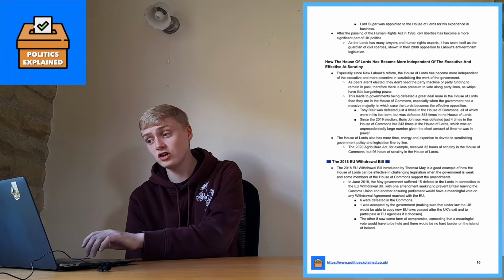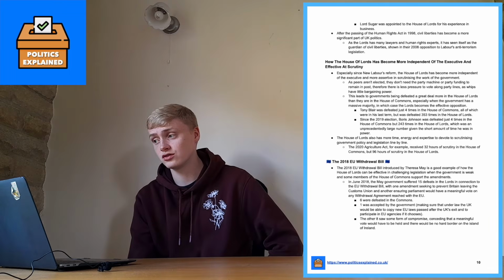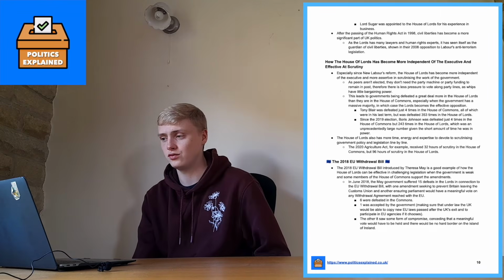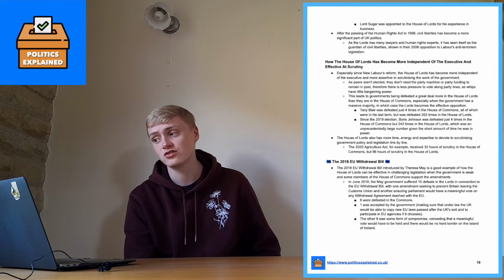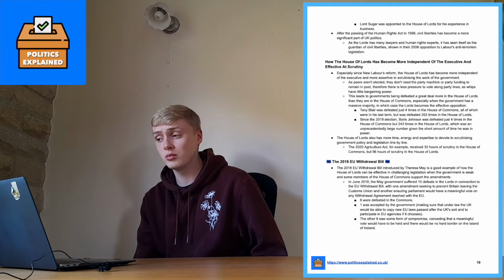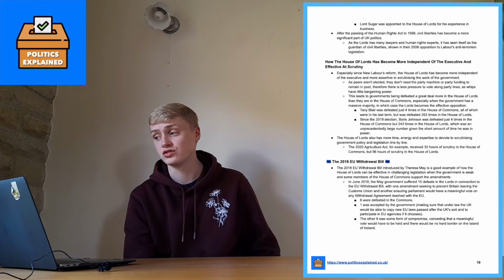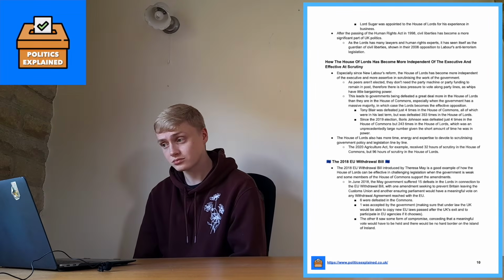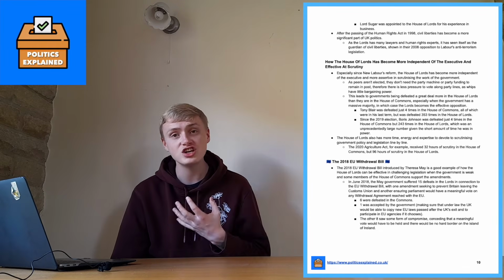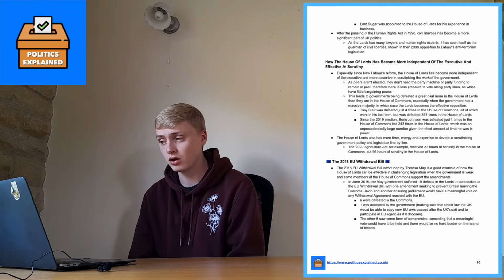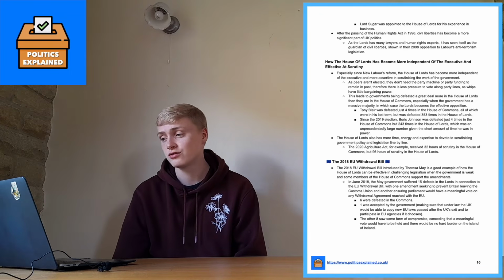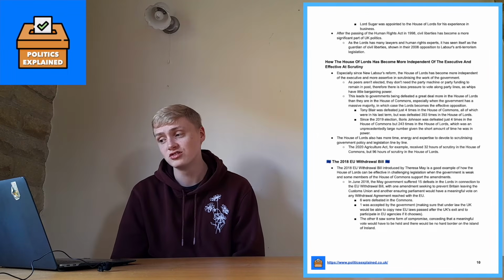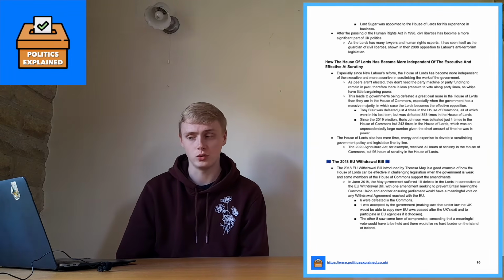Tony Blair, for example, was defeated just 4 times in the House of Commons, all of which were in his last term, but was defeated 353 times in the House of Lords. Since the 2019 election, Boris Johnson was defeated 4 times in the House of Commons, but 243 times in the House of Lords, which was an unprecedentedly large number given the short amount of time he was in power. The House of Lords also has more time, energy, and expertise to devote to scrutinising government policy and legislation line by line. So, for example, the 2020 Agriculture Act received 32 hours of scrutiny in the House of Commons, but 96 hours of scrutiny in the House of Lords.